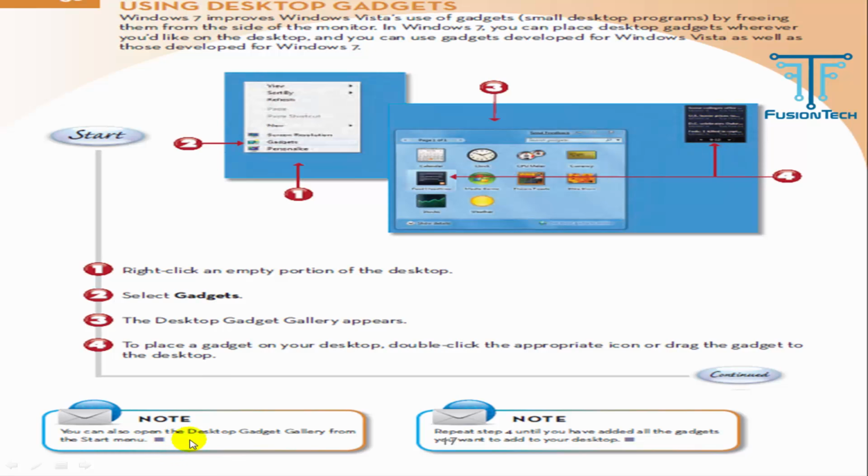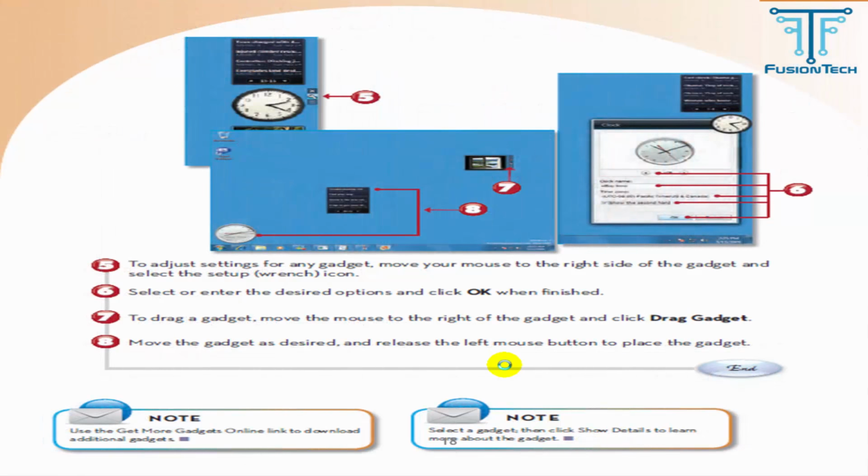You can also open the desktop gadget gallery from the Start menu. Repeat the step until you have added all the gadgets you want to your desktop. To adjust settings for any gadget, move your mouse to the right side of the gadget and select the setup icon. You can see the setup icon, and you can set up your gadget. Select or enter the desired options and click OK to finish.